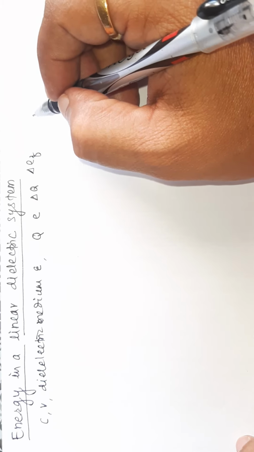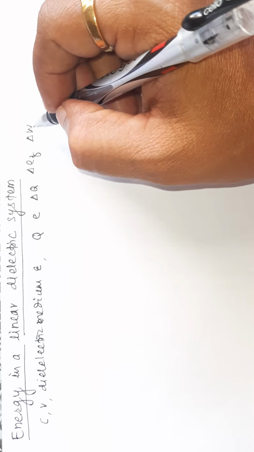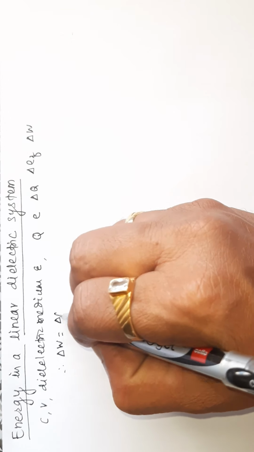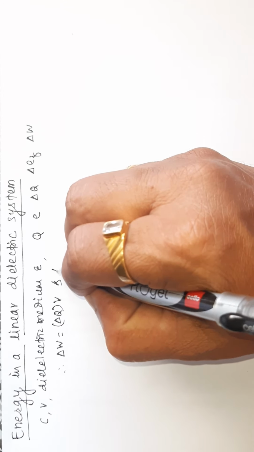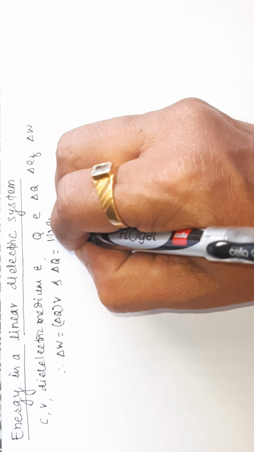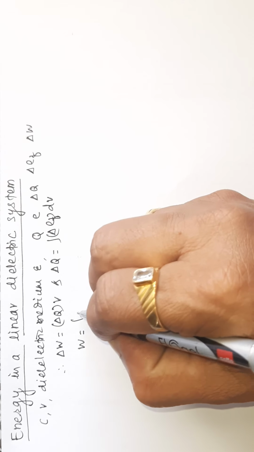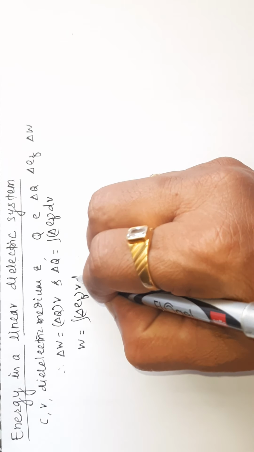The additional work done in loading the extra free charge on this condenser can be written as the additional charge multiplied by V, and this charge is nothing but delta rho f into dV. So our work done is equal to the total integral of this additional free charge times V dV.